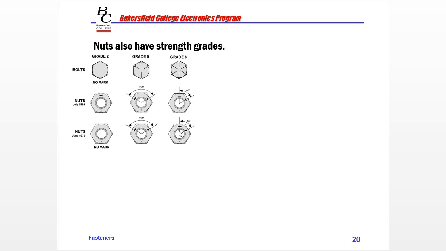Then we change from the two marks to a mark and a dot. But still, they're right next to each other versus further apart on every other face. So in your homework this week, the knowledge base, you'll be identifying bolt thread strength and nut strength.